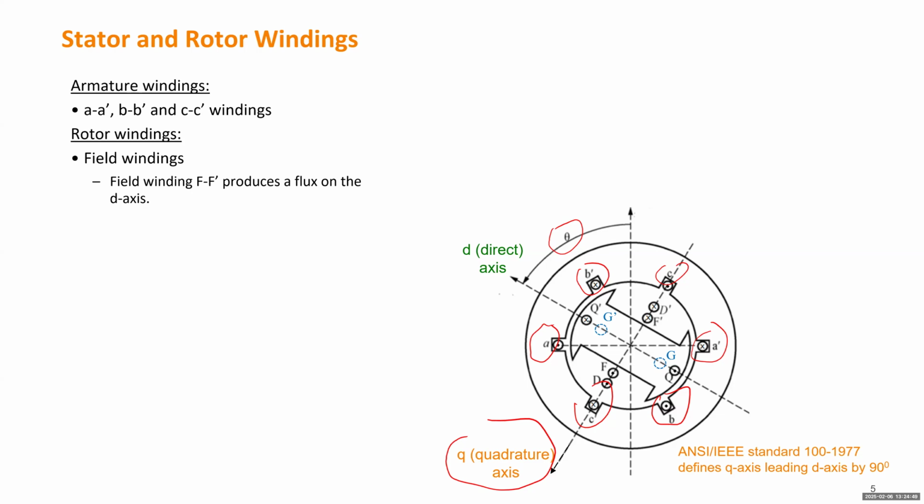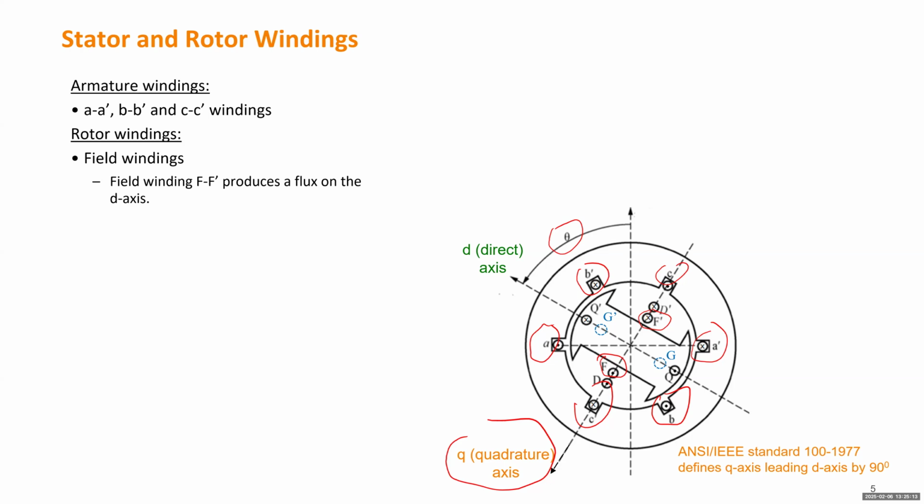Okay, so for the rotor winding, we first need to model the field winding. The field winding will be, if we put, so we use capital F and capital F prime. So this axis is the same as the D axis as we mentioned, right? Because D defines the direction of the magnetic field.